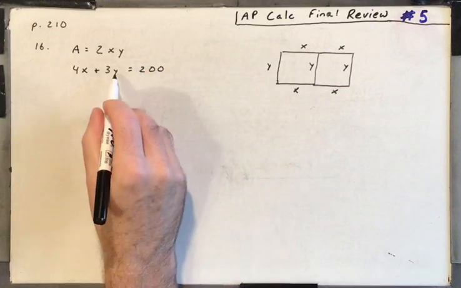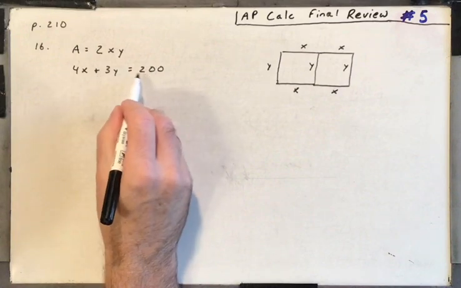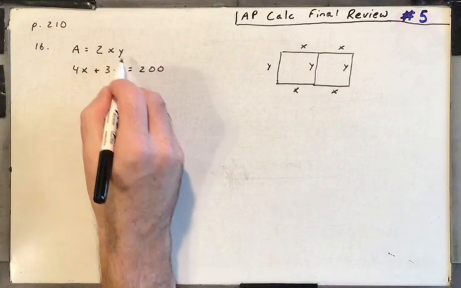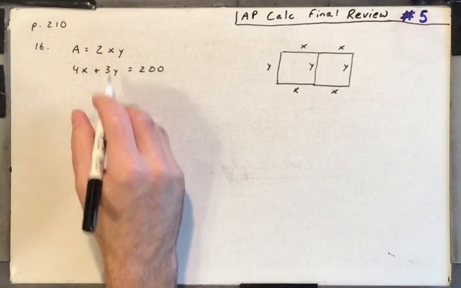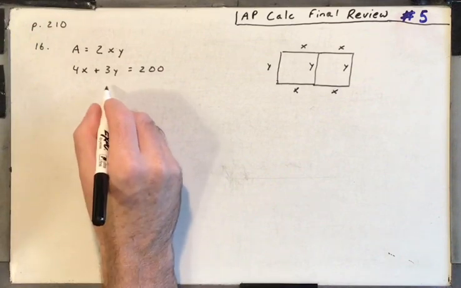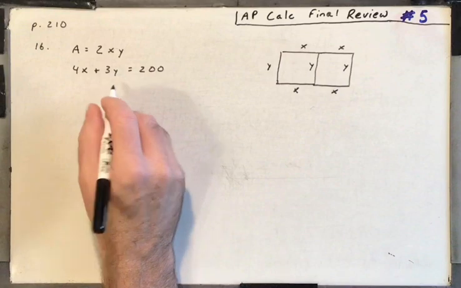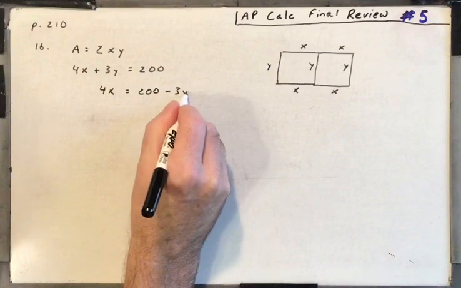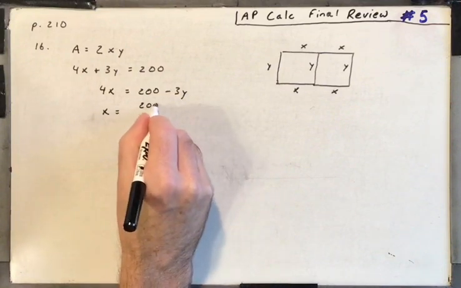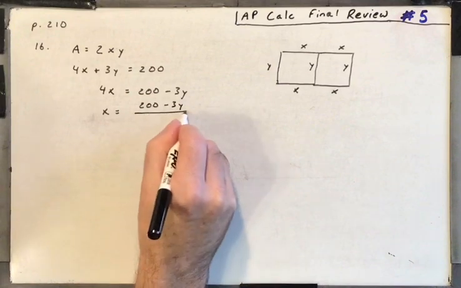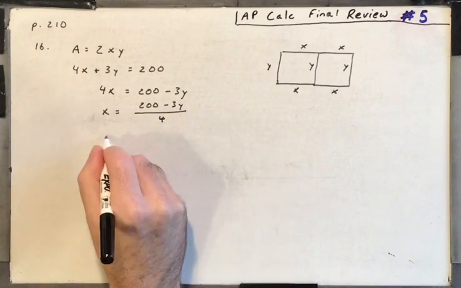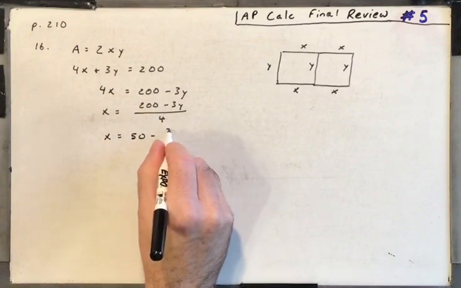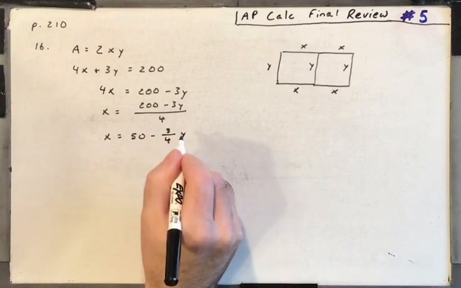Okay, so what you need to do is solve for x or y, your choice, and then substitute in so we have an equation that doesn't have too many unknowns when we take the derivative. It doesn't really matter. Let's say 4x is equal to 200 minus 3y. x is equal to 200 minus 3y over 4. So x is equal to 50 minus 3/4 y.